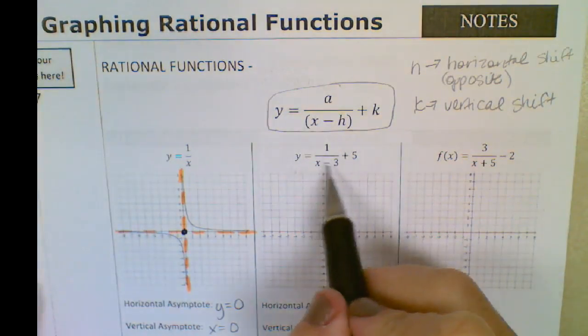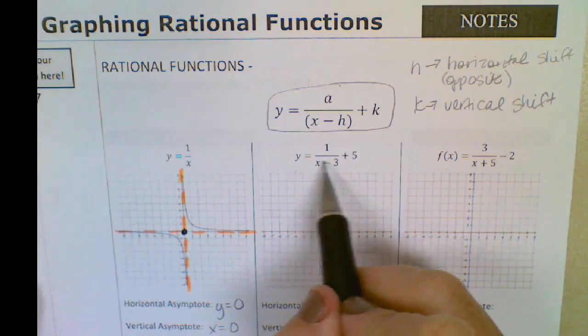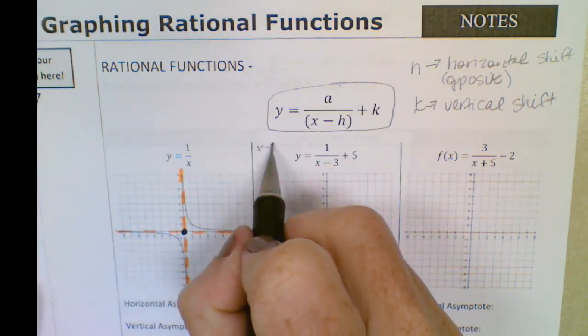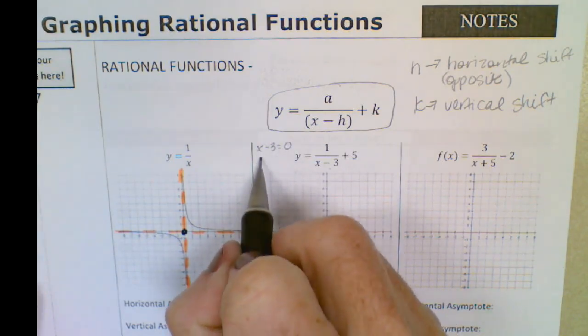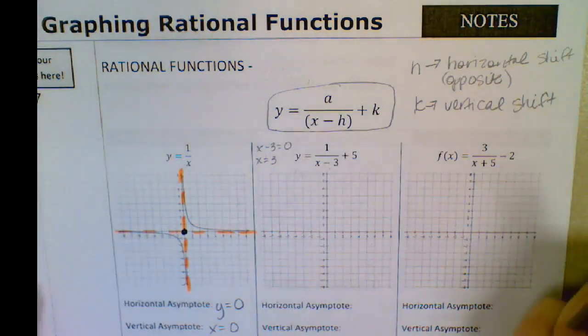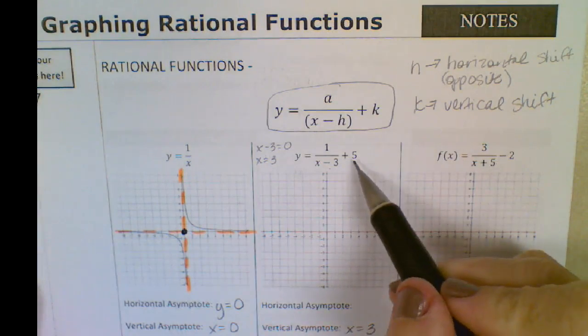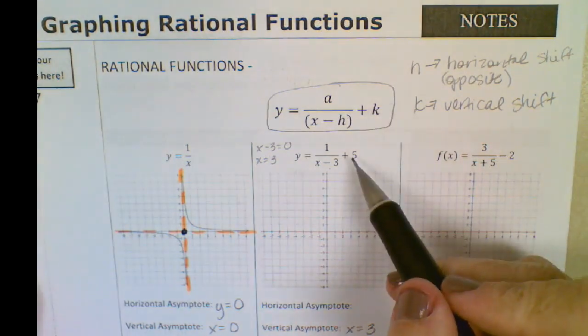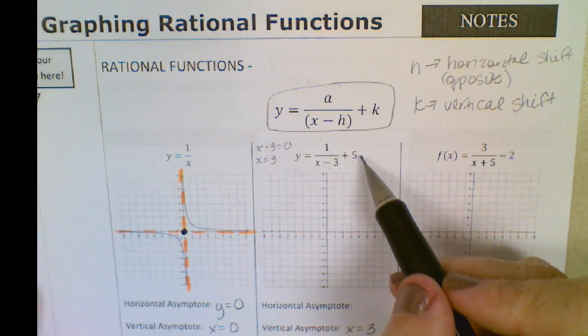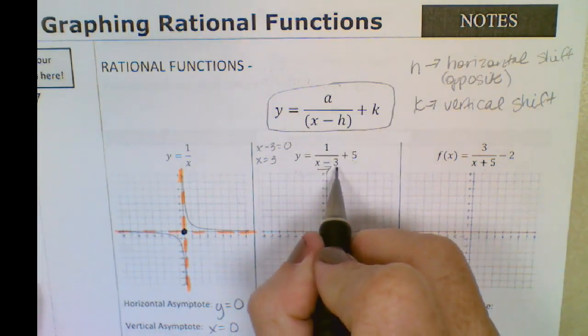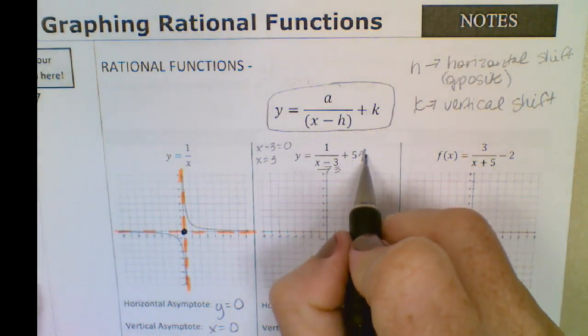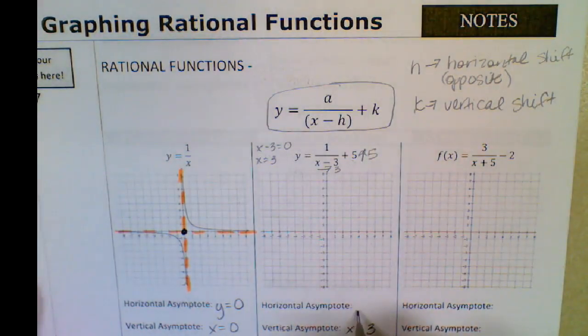So just think about when we've had functions before with the horizontal shift going on here. We set that bottom, that denominator equal to 0 and solve, which gets us x equals 3. So now we know that our vertical asymptote is going to be at x equals 3. We also know that this number out here, which is our k value, gives us our vertical shift. So that means it's going to shift. So this is shifting us to the right 3. This is shifting us up 5. So our horizontal asymptote is going to be at y equals 5.